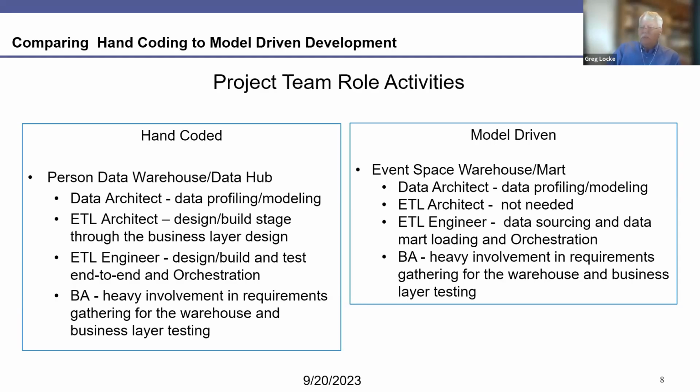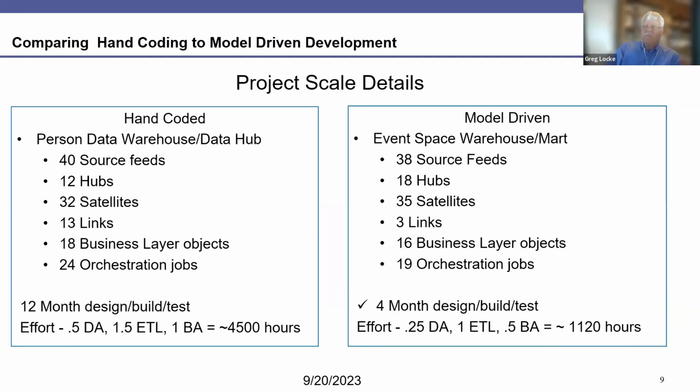So let's take a look at the project complexity and compare the two. When comparing the effort across the two projects, you'll see that the object counts are similar, hubs, satellites, links, but the effort is significantly less. We saw a 75% reduction or savings in our time to market as well on the model-driven side when compared to the hand-coded side.